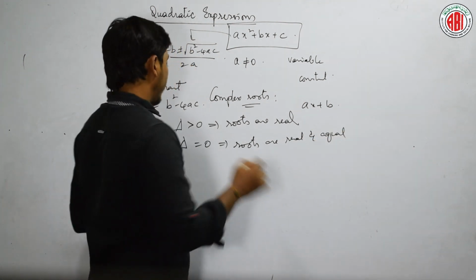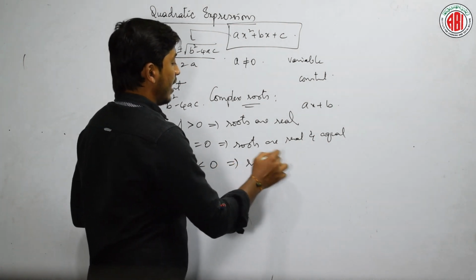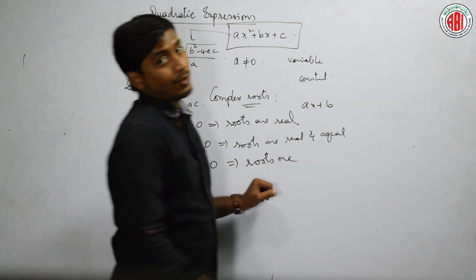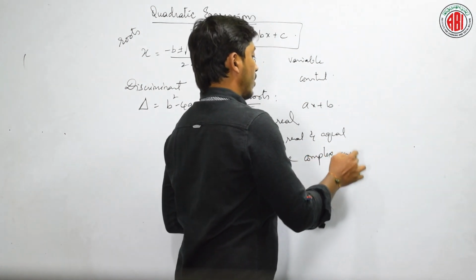What about the delta if it is less than 0? Obviously roots are complex conjugate.